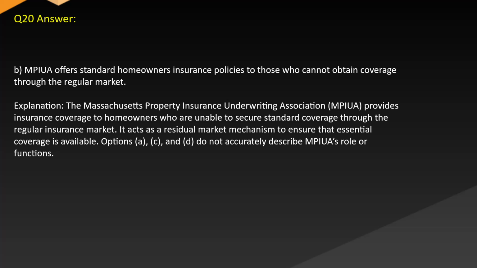Answer: B. MPIUA offers standard homeowners insurance policies to those who cannot obtain coverage through the regular market. Explanation: the Massachusetts Property Insurance Underwriting Association (MPIUA) provides insurance coverage to homeowners who are unable to secure standard coverage through the regular insurance market. It acts as a residual market mechanism to ensure that essential coverage is available. Options A, C, and D do not accurately describe MPIUA's role or functions.